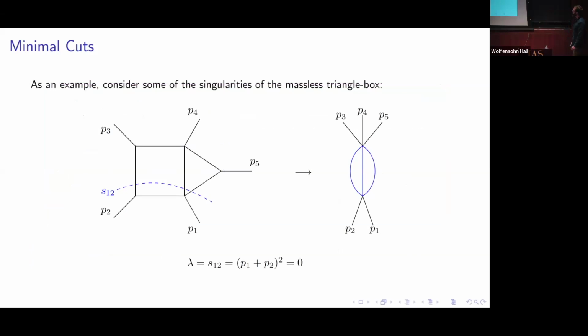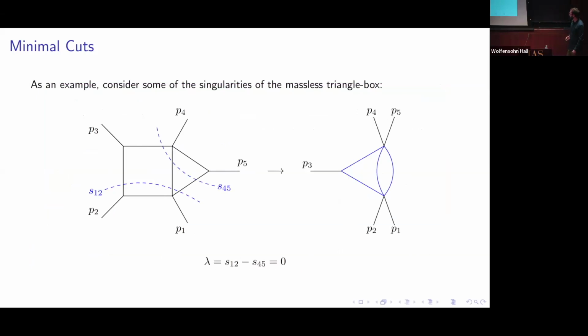Let's consider the triangle box integral, which has as a singularity this threshold where S12 equals 0. The idea behind minimal cuts is we just want to make sure we cut enough propagators that when we contract all the uncut propagators, we end up with a diagram that can actually have the kinematic dependence we require, which in this case is P1 plus P2. If we had not cut one of these three propagators, these two vertices would have been contracted into a single vertex, and we wouldn't have had the kinematic dependence we require.